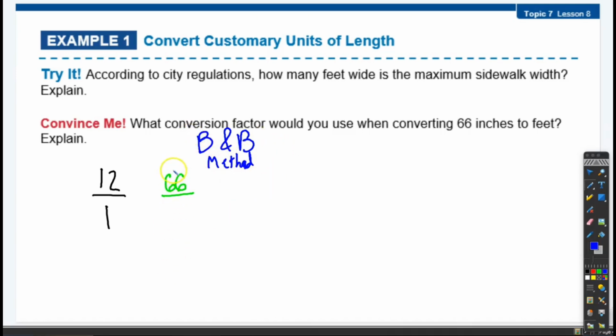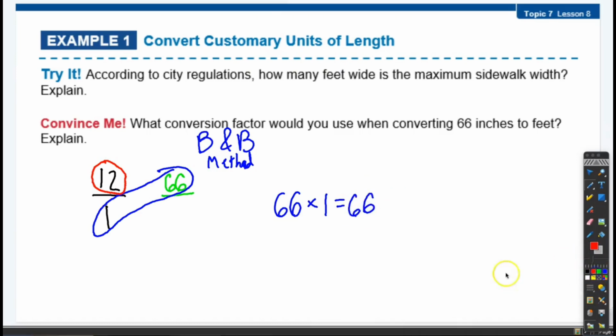All right. So we draw our bat. That's the bat. Draw our little ball. Done. So what do we do in the bat and ball method? We multiply the bat. 66, not 666, 66 times 1 equals, you got it, 66.